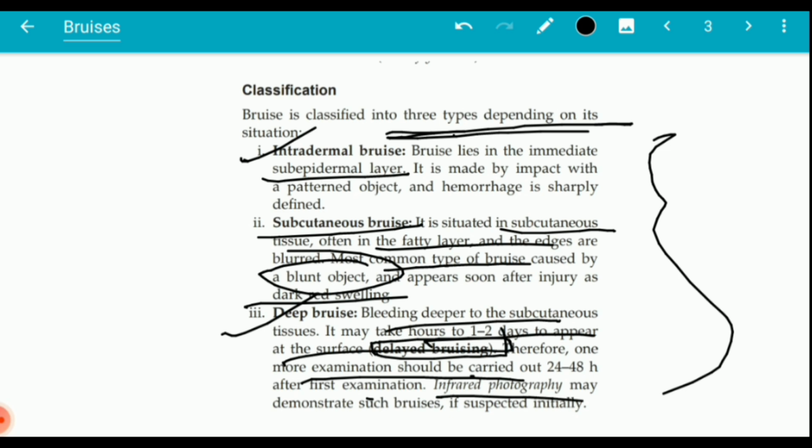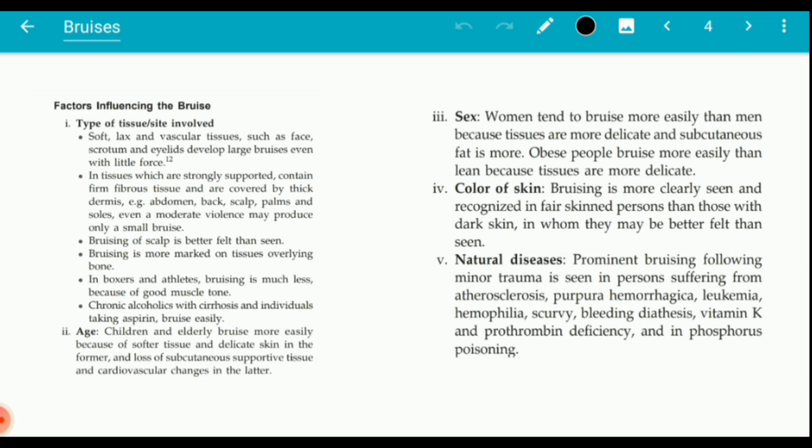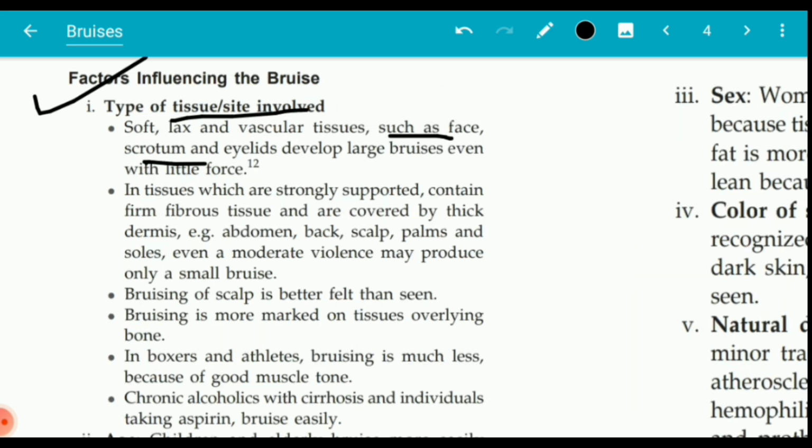Now let us discuss the different factors that are responsible for causing the bruise. First of all, the site, the tissue which is affected by the bruise, is most important in order to determine the nature of the bruise, because you cannot expect that every person or every different race will be bruised in the same manner. No, it might not be the case. First of all, the scrotum and the eyelids are more prone to getting bruised even with a small force. Why? Because the tissue there is soft, whereas the vascular tissues are also highly present in that area.